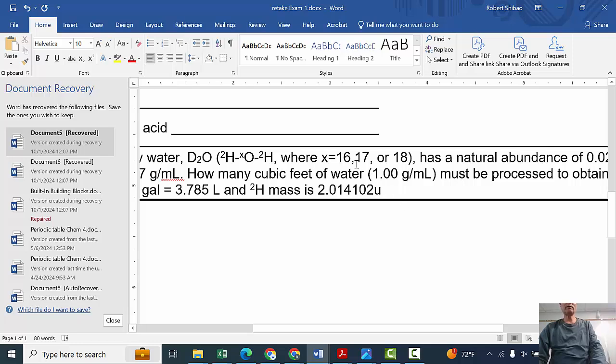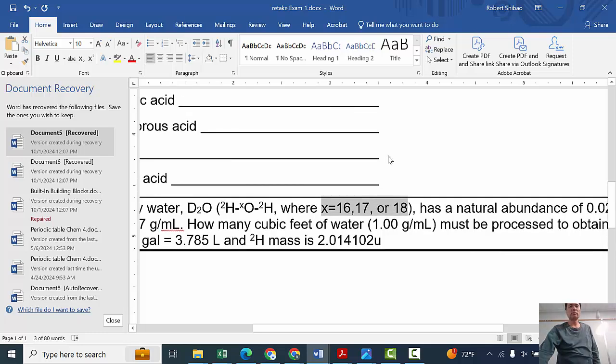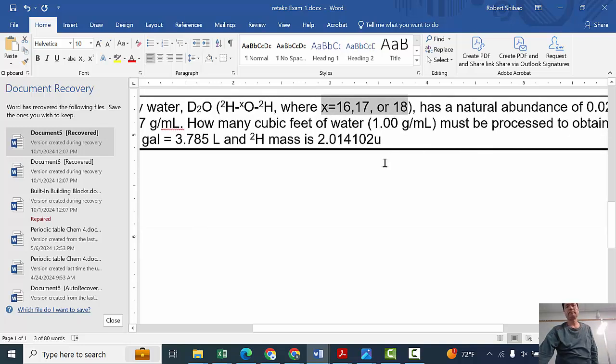Well, just try to figure it out. This X is just the isotope. This is a naturally occurring mixture of oxygen, here 16, 17, and 18. So naturally occurring oxygen, and we have a lot of it. So what do you do in that case? Well, try to figure it out.